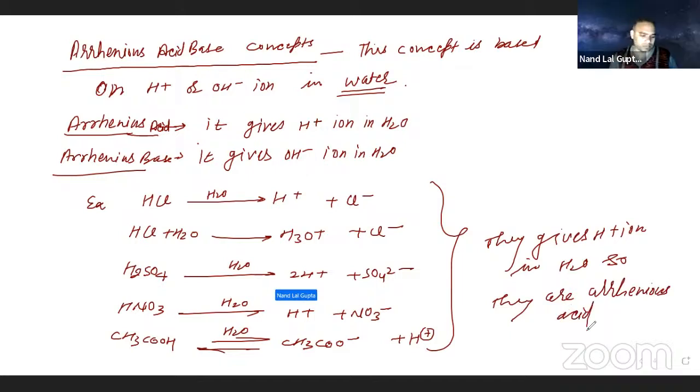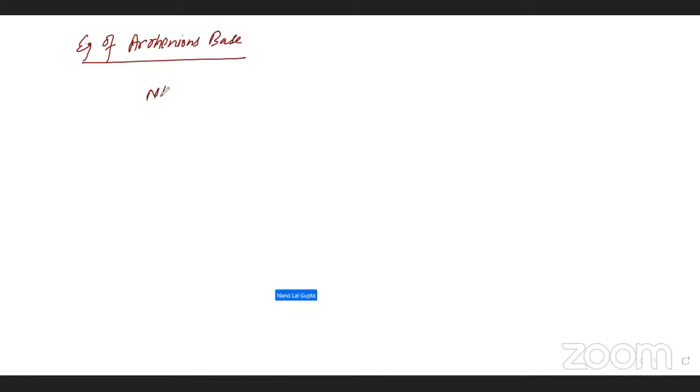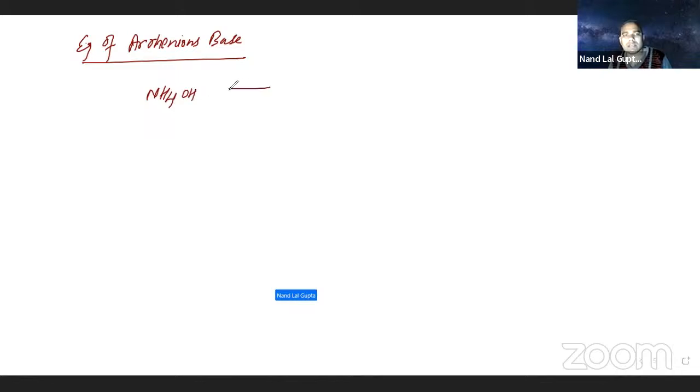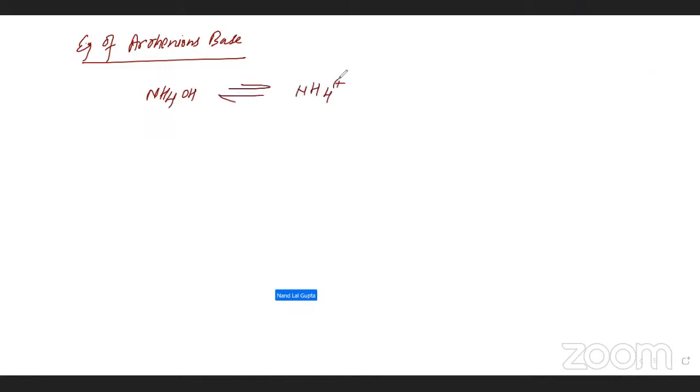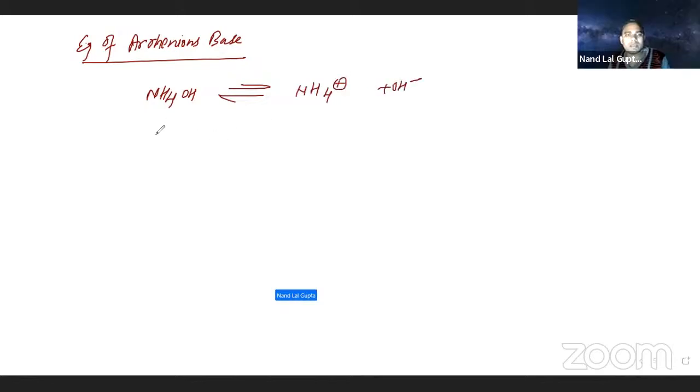Getting? Yes, sir. Okay, now we are going for the next one. Example of Arrhenius base. Can you tell me what are examples of Arrhenius base? Sir, NaSO4, MgSO4, NaOH, KOH, NH4OH. Sir, I told NaOH, KOH, MgOH.